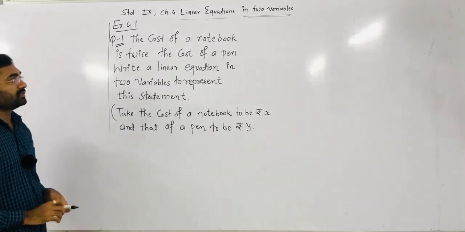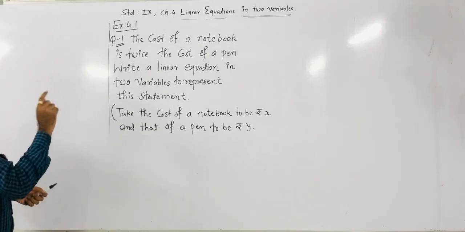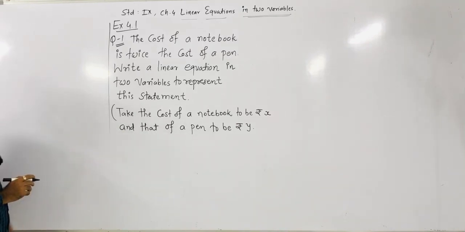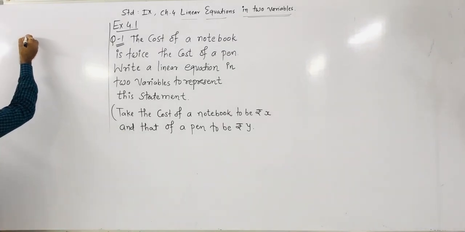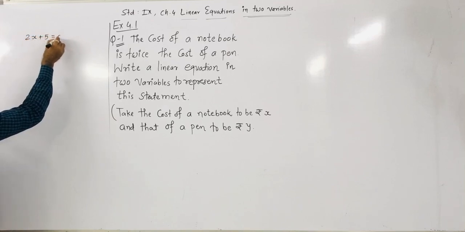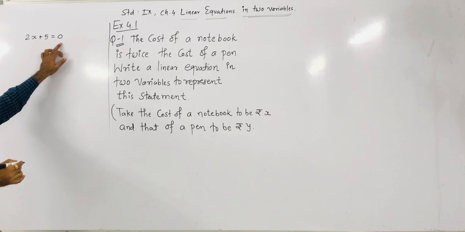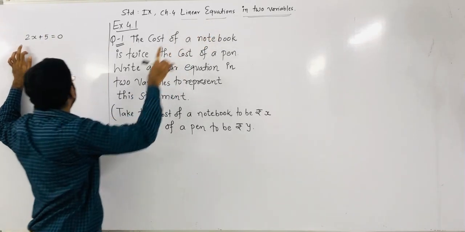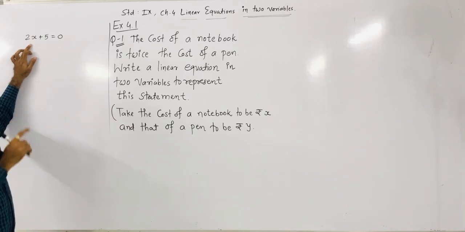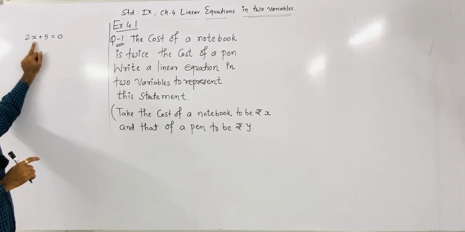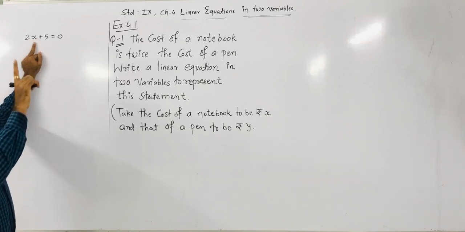In your early standards, you learned about the linear equation. So here I represent how we can write the linear equation. Suppose I mention that 2x plus 5 is equal to 0. Is equal to 0 means this is in equation form, right? In that, observe the variable. The variable is x, and we look at that variable's highest power.